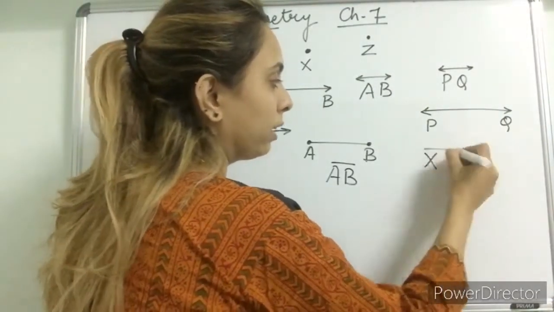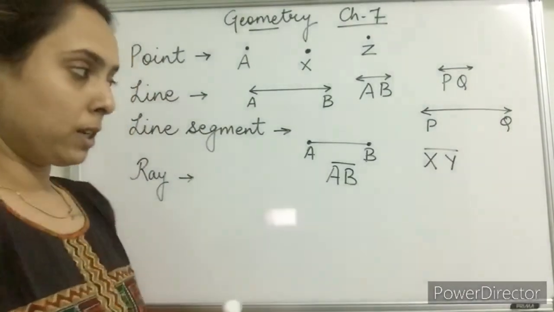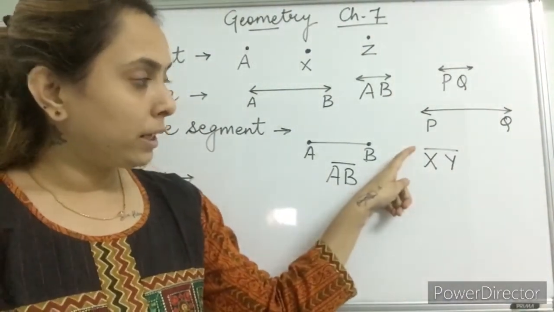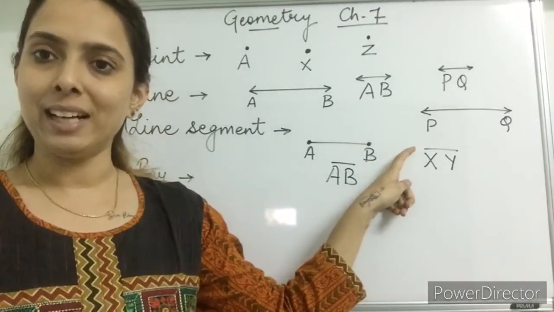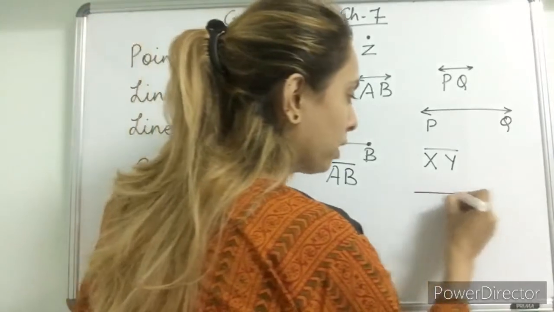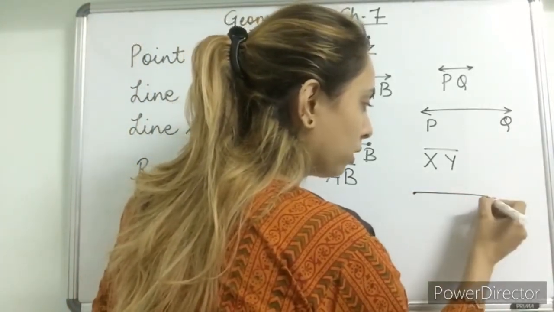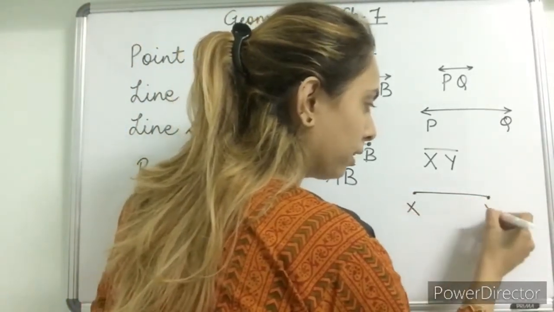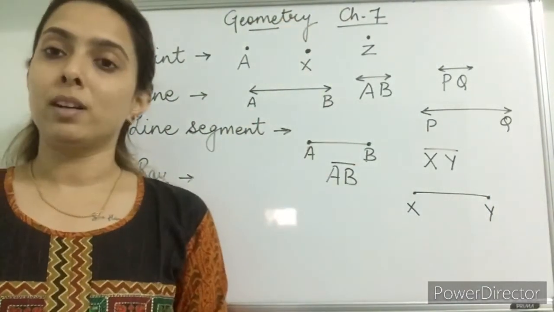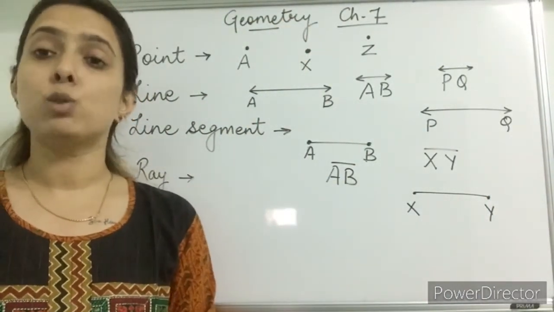X, Y. Suppose a question comes to you: draw XY. With this representation, you will understand that this is talking about a line segment. So you will simply draw a line and you will name it XY. Naming all these geometrical shapes, figures, it's very compulsory.